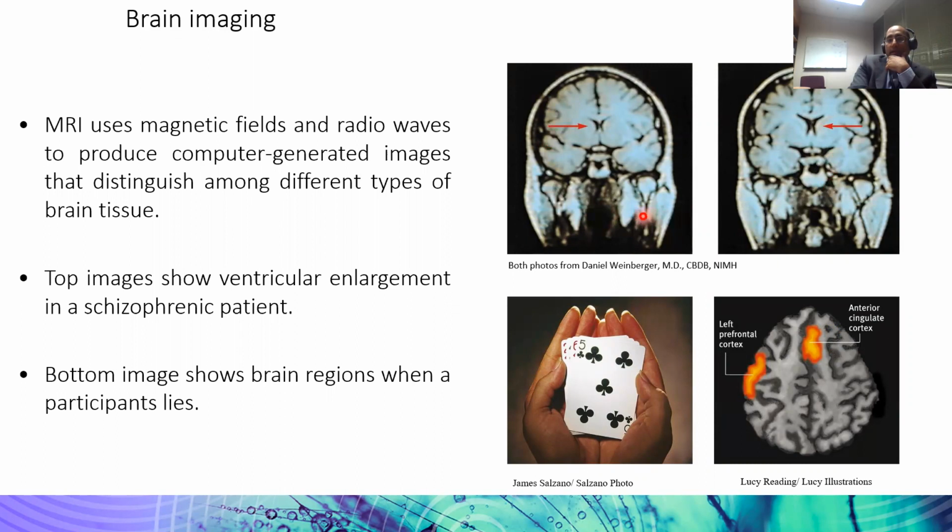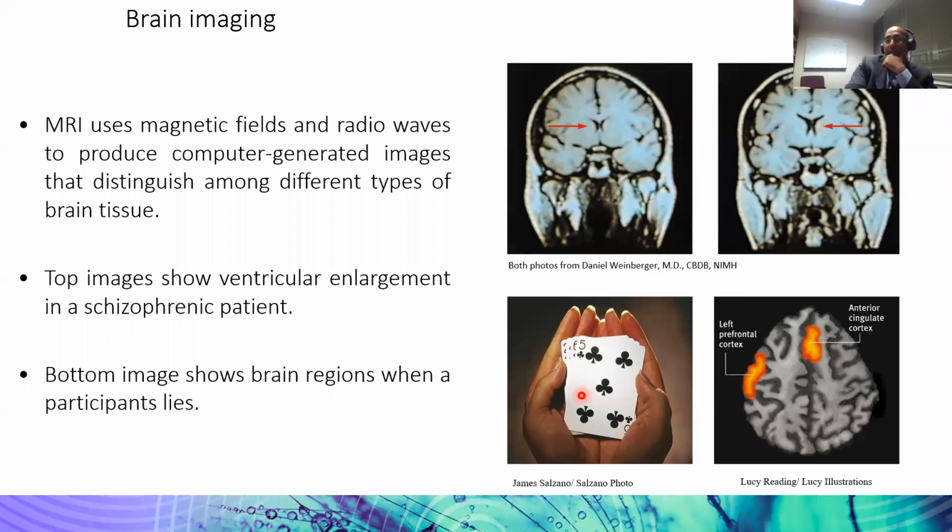One can see the enlarged ventricles in people who have schizophrenia, for example. With functional MRI, for example here, if someone is lying and you image the brain, you will see that there are brain areas which light up, for example, the anterior cingulate cortex or the left prefrontal cortex. So these are two examples of how these modern brain imaging modalities can be used.